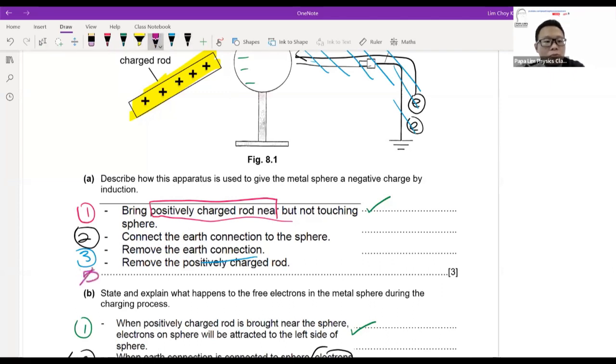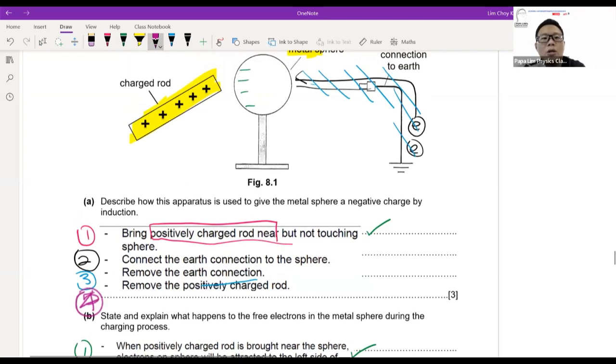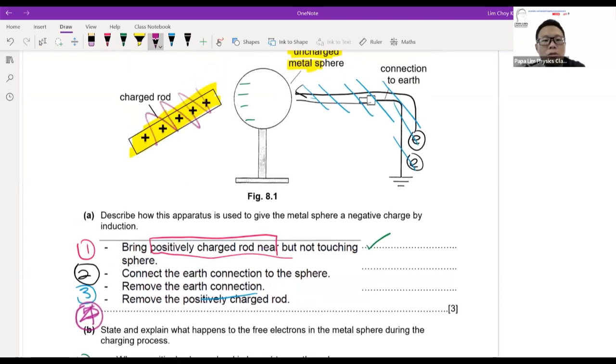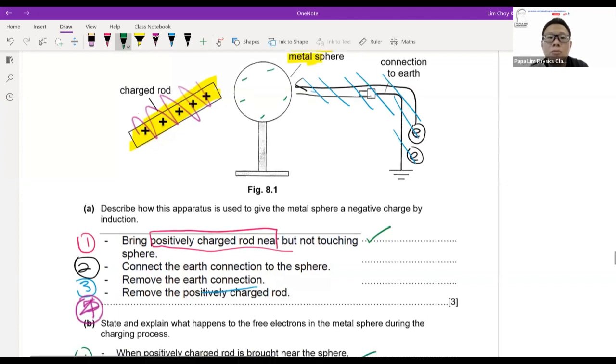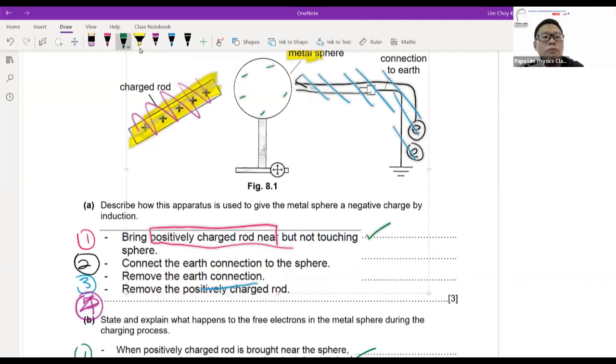the positive charge rod. Once you remove the positive charge rod, you'll find that the remaining negative charges will redistribute themselves. Why do they redistribute themselves? Because like charges repel. So all the negative charges will repel to different corners of the sphere, to the furthest corner, such that they keep away from each other because like charges repel. So this will be the final distribution.